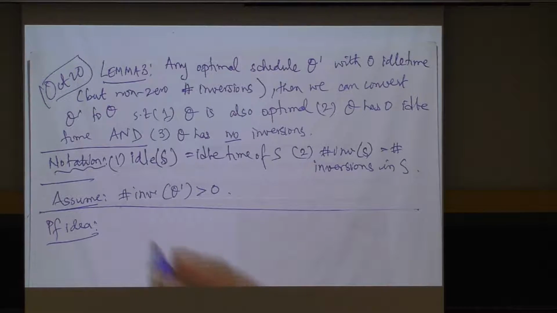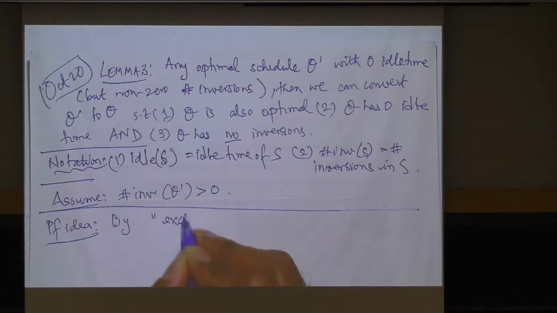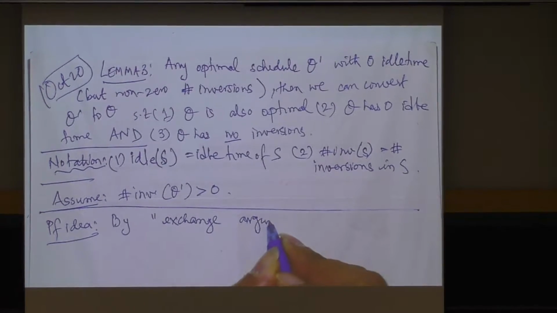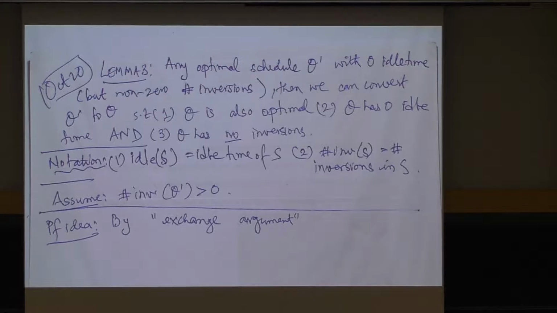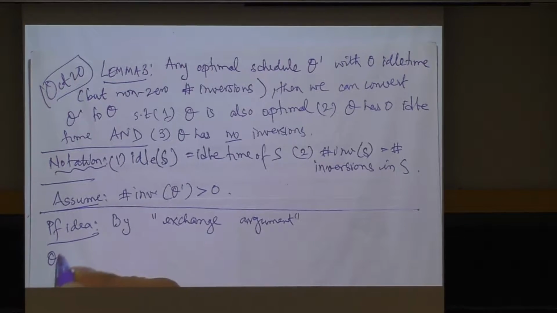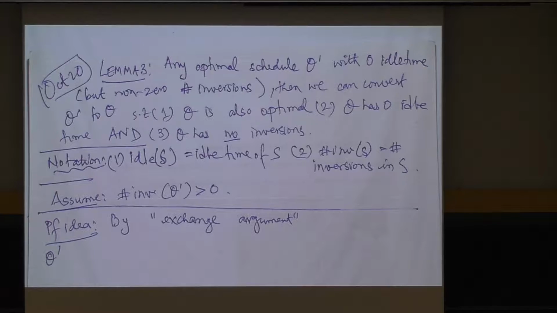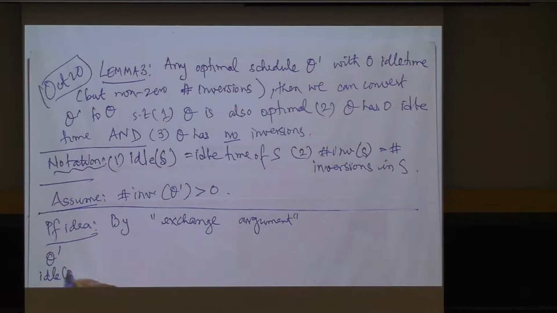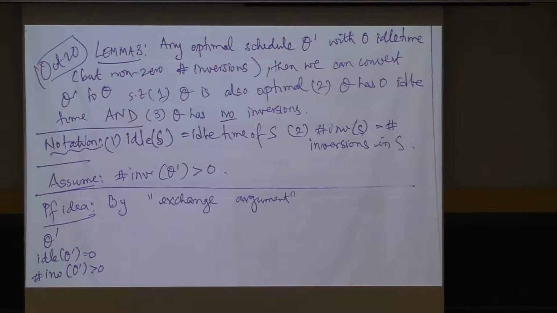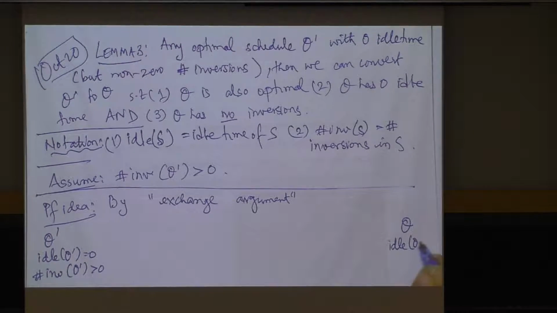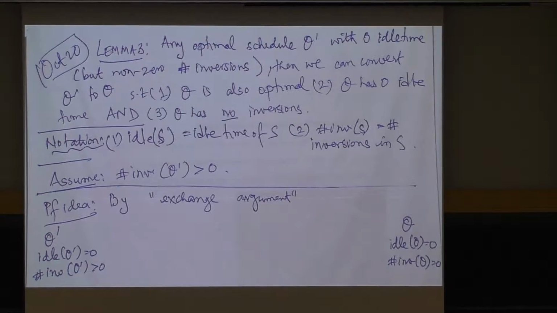So the proof idea is what's known as an exchange argument. And instead of trying to hand wave it around, let me hand wave it slightly less in the context of how we would do this for this specific thing. All right, so we do have our optimal solution O prime with idle time equal to 0. But unfortunately, the number of inversions is strictly positive, so that's what we don't like. And what we want to end up with is another optimal solution with idle time 0 and number of inversions also 0.